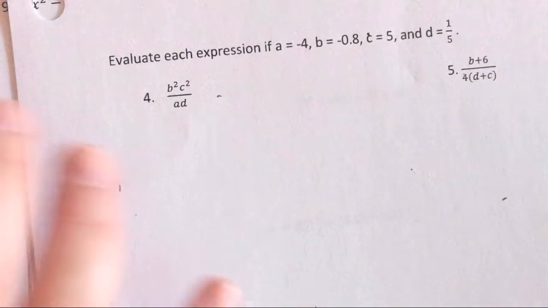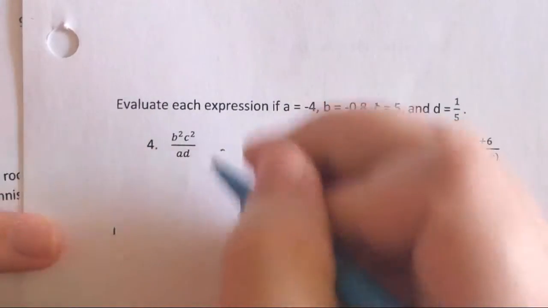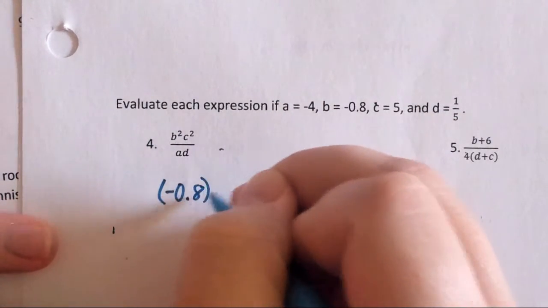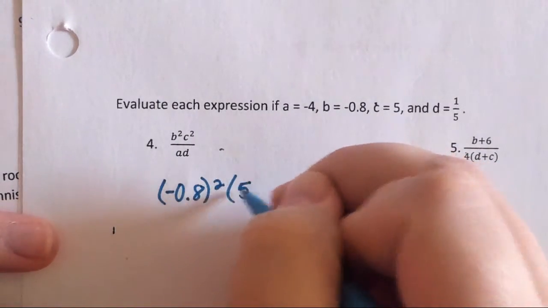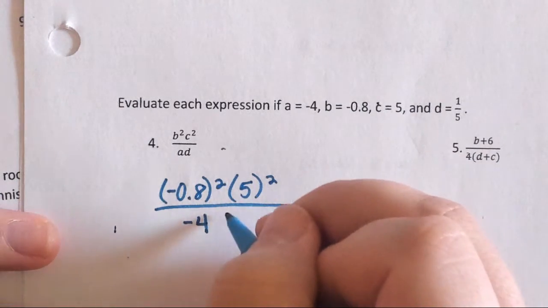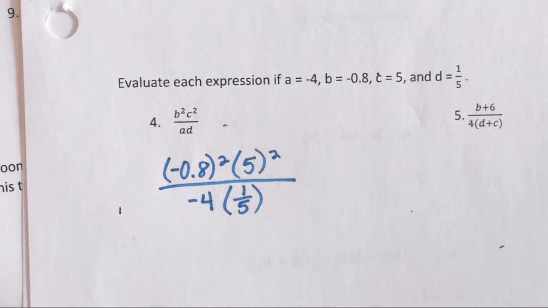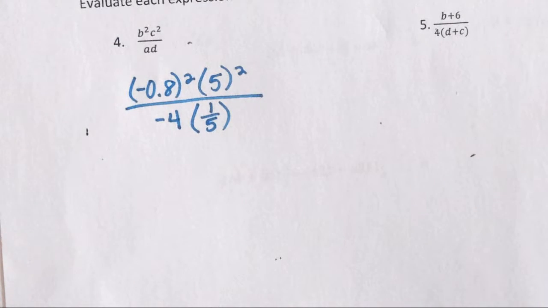Like on number 4 and number 5. Okay, on number 4 it says b squared, which is negative 0.8 squared, and then c squared, which is 5 squared, divided by a, negative 4, and then d is 1/5. Most people, if they make calculator mistakes, tend to make them with the squared. Anyone know why? They don't put the negative inside the parentheses. They don't use parentheses.